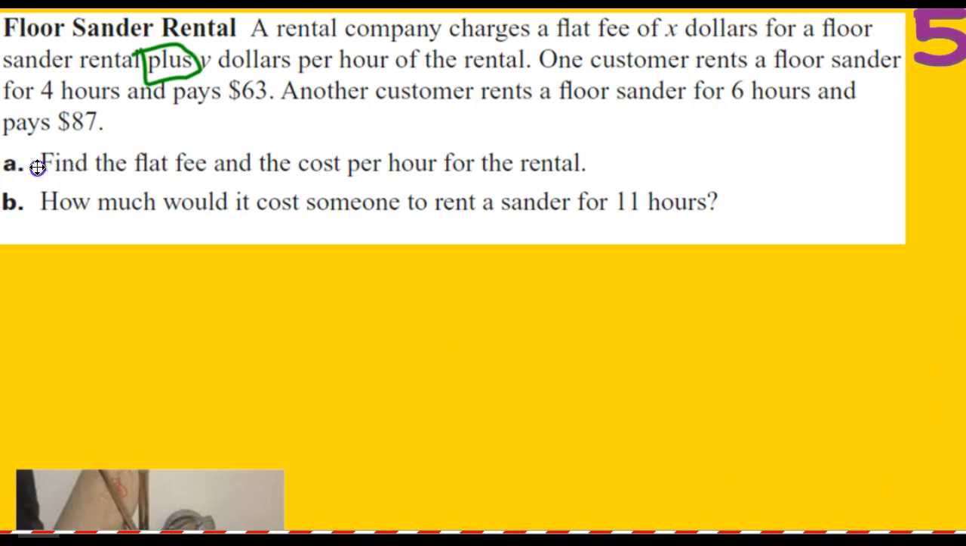So, first of all, we need to find the flat fee and the cost per hour for the rental, so we need to make an equation. We know that the rental company charges a flat fee of X dollars. We know also that they are adding, because we use the word plus, Y dollars per hour of the rental. One customer rents a floor sander for 4 hours, so it would be 4 times Y, the hourly rate, and that equals $63.